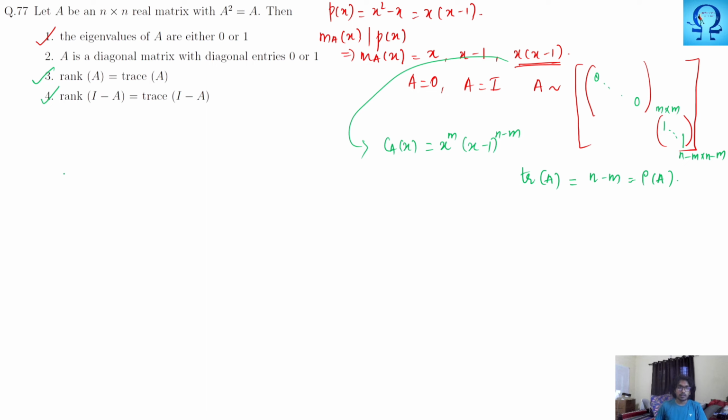Now option 2 has some twist in it. A is itself a diagonal matrix with diagonal entries 0 or 1. This is what they have said.